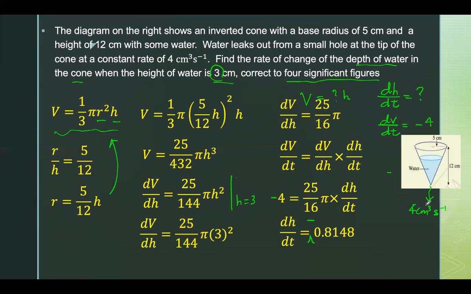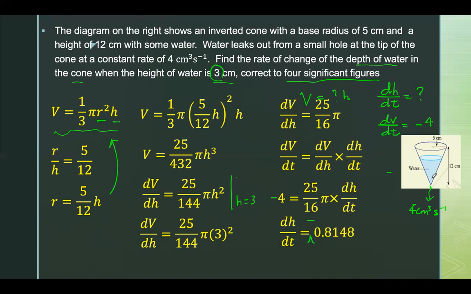How to interpret dH/dt: the original height is here, and it's asking you about the rate of change of the depth of water. So it becomes more shallow, going downward. So it's decreasing. So dH/dt equals negative 0.8148. It's only the symbol, negative or positive.